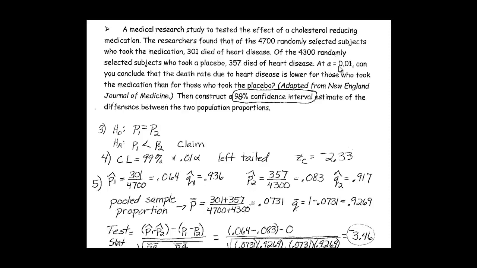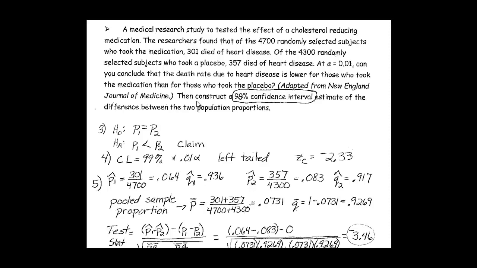Okay, so at alpha of 0.01, and very often with medical testing you use a lower level alpha or a higher confidence level, can you conclude that the death rate due to heart disease is lower for those who took the medication than for those who took the placebo? This is adapted from a Journal of Medicine.